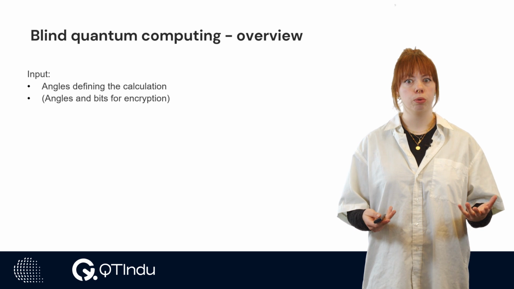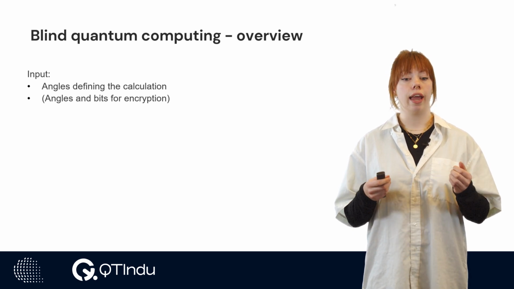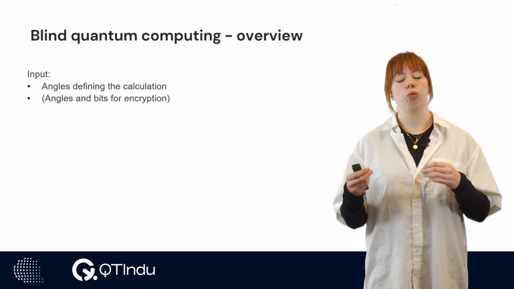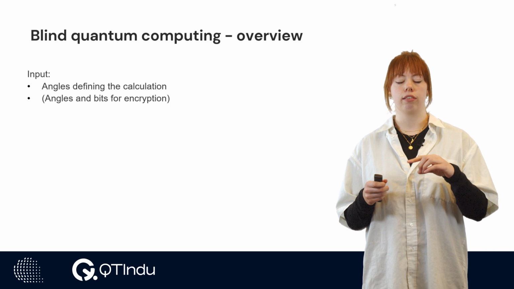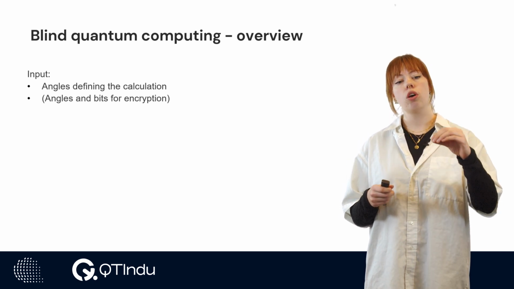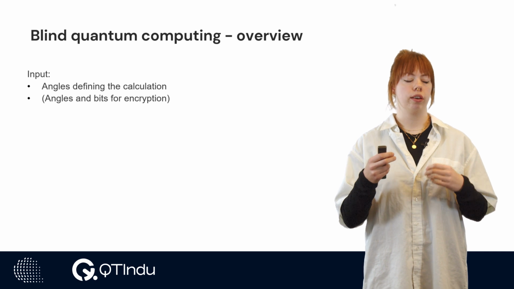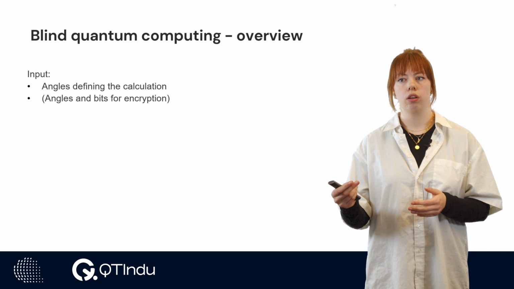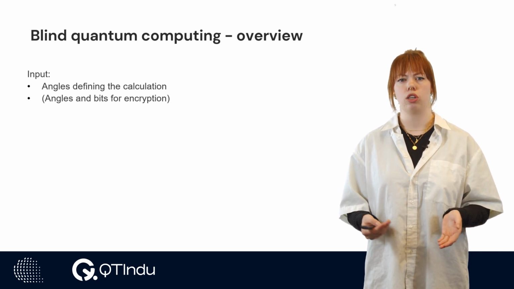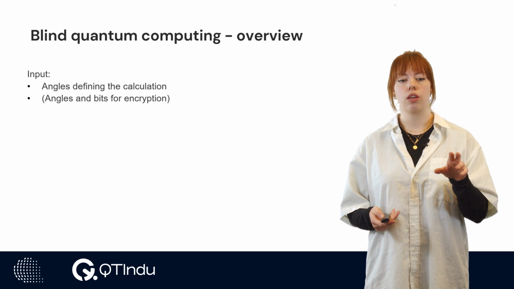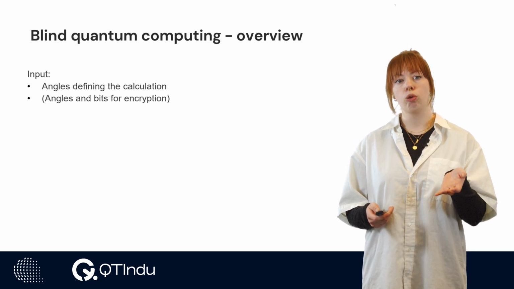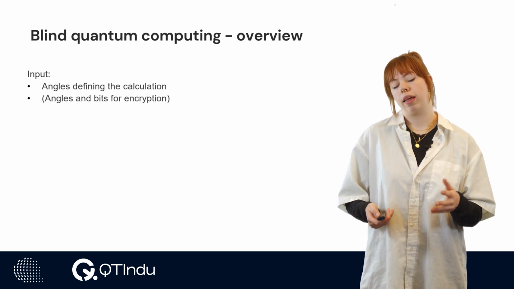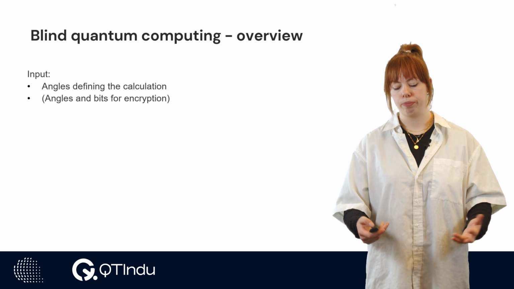In QNE, the input for this application are the angles that define the computation. These angles will be the angles at which the server is asked to measure. And then there's also angles for 2 angles and 2 bits that are used to encrypt the angles that are sent to the server such that it doesn't learn anything about the computation that the client wants to perform. These do not change anything about the outcome of the computation, but ensure for the blindness. You can randomly choose them, and that won't change the outcome.